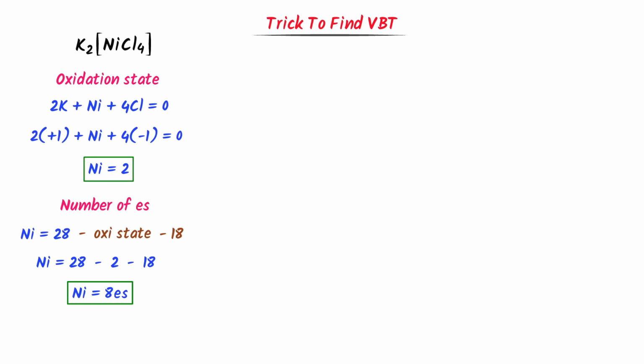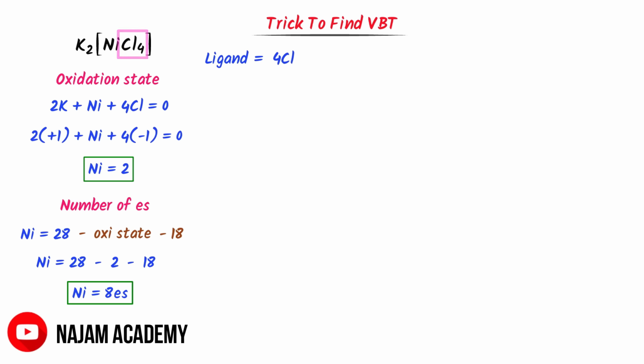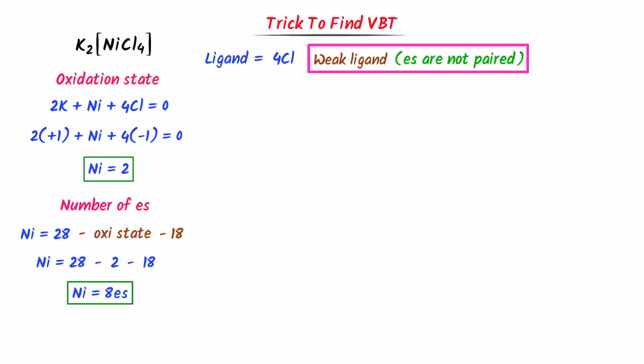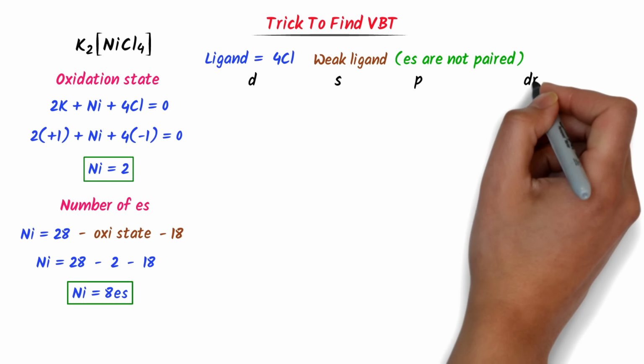Thirdly, we can see that the ligand is chlorine and there are 4 of them. According to the H in SHO, a halogen like chlorine is a weak ligand. Remember that when there is a weak ligand, the electrons of the central atom are not paired. Let me repeat it. When there is a weak ligand, the electrons of the central atom are not paired. Now I use the police trick, DSP doctor.